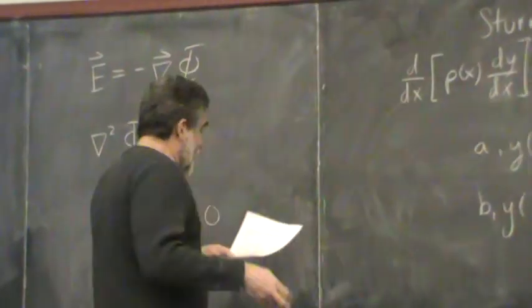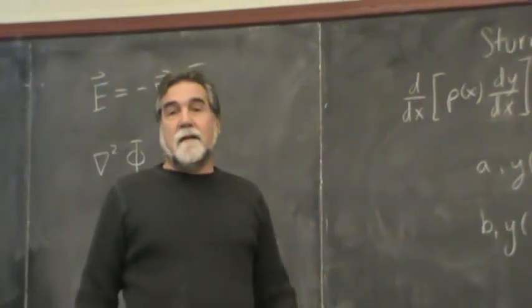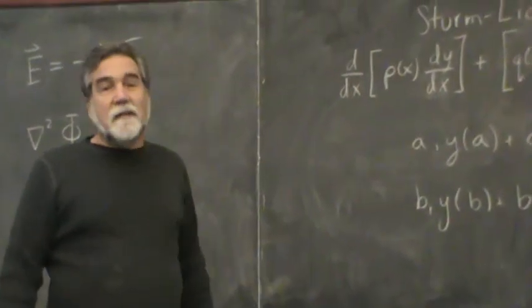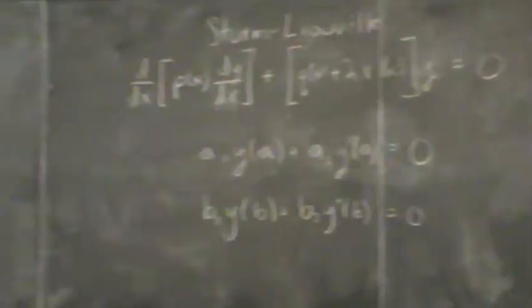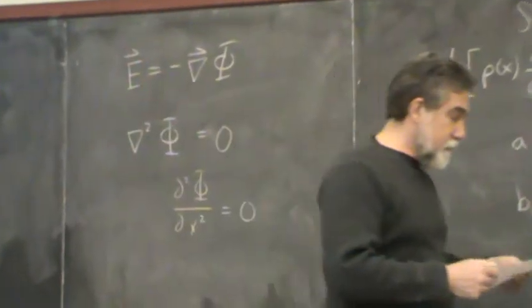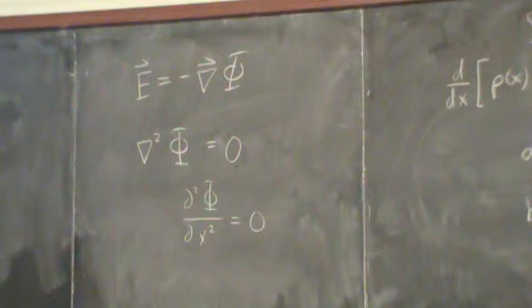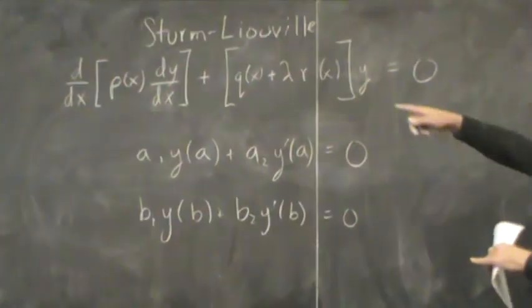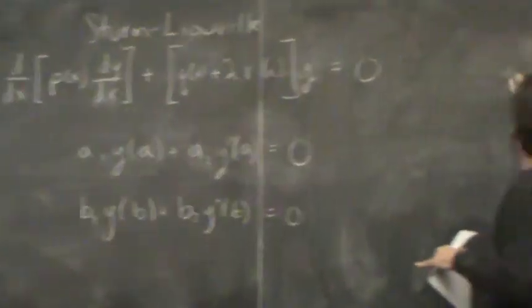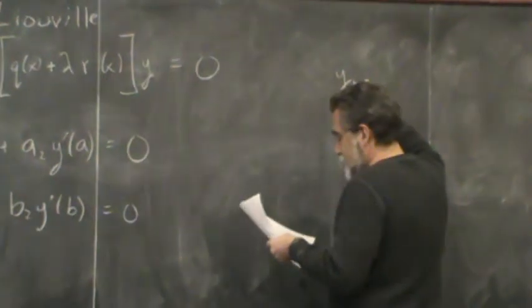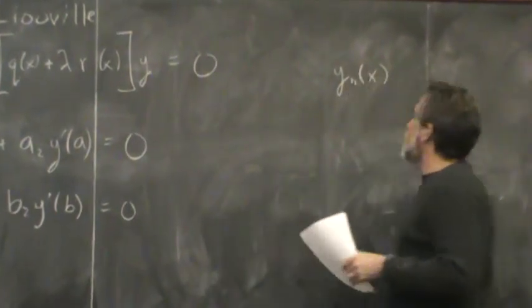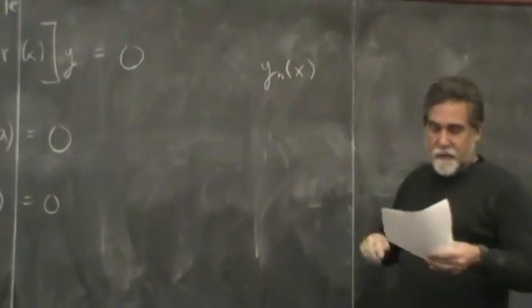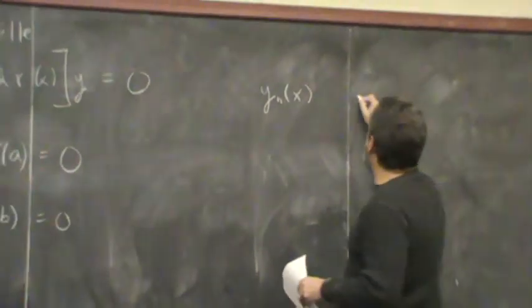So I'm using that name again and again. The solutions to these kinds of problems have some very special and wonderful properties. So there is some set of solutions, y sub n of x. Some whole bunch of solutions, right, that are called the eigenfunctions.